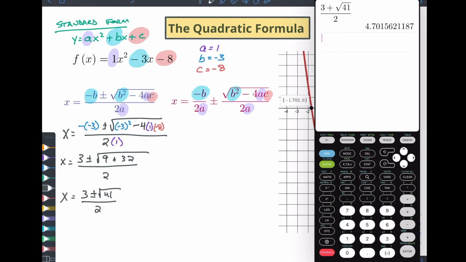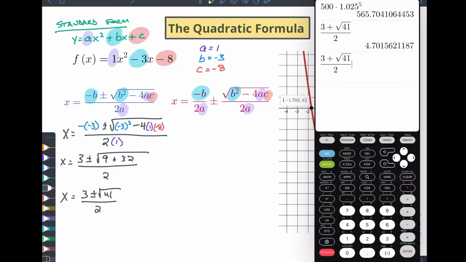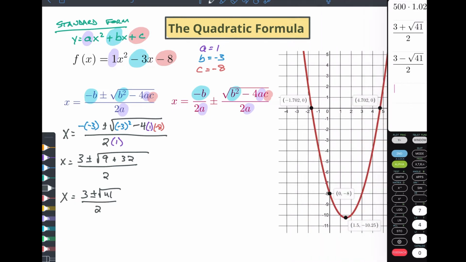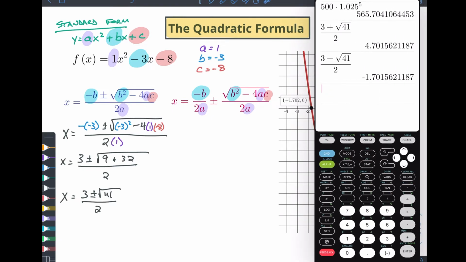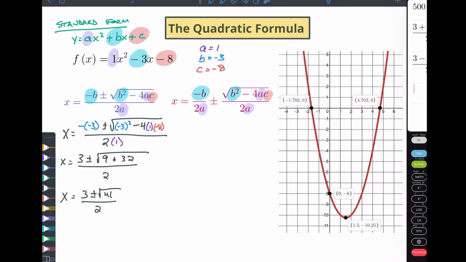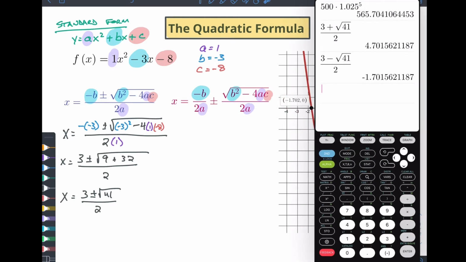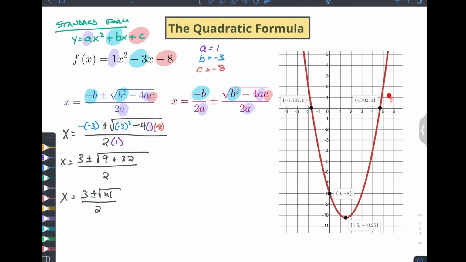Or I can put a minus in there. And look at this. If I arrow up 2 times and get to that same value, that 3 plus, if I hit enter, now I can just arrow over and find the spot that I want to go to, and I can just delete that and put in a minus. So I don't have to type in all of that. So minus, negative 1.702. Hey, look at that. Here's negative 1.702 and 4.702. My plus version is 4.702.